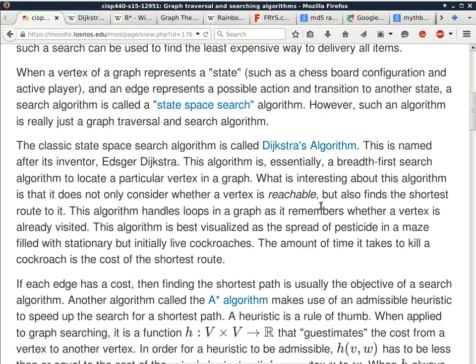So the rest of this is kind of boring, except for this one here. If you want to understand how the algorithm works, this is how it works. It's best to visualize this algorithm as a maze where you have stationary but initially live cockroaches. The starting point is where you will inject pesticide. And the order in which the cockroaches die in the maze shows you the shortest path to each cockroach in the maze.